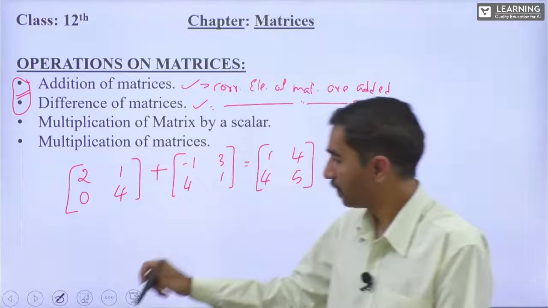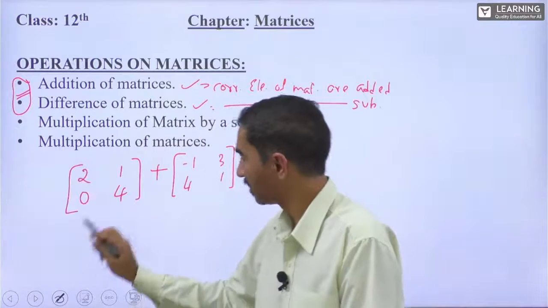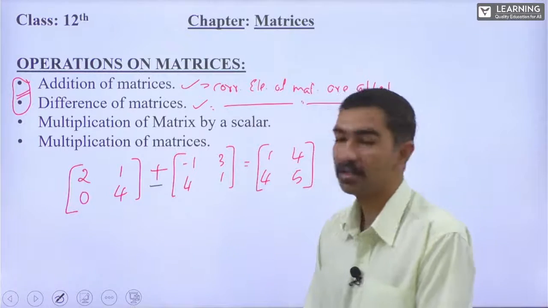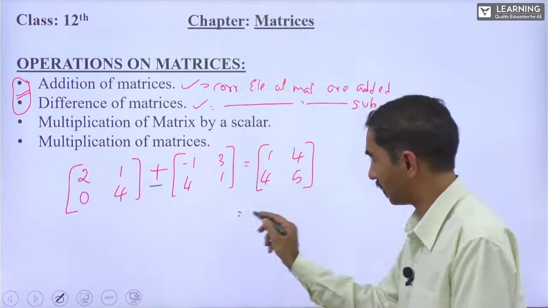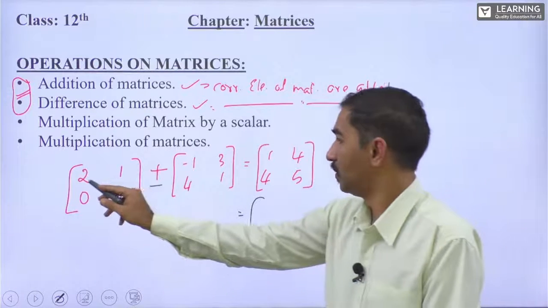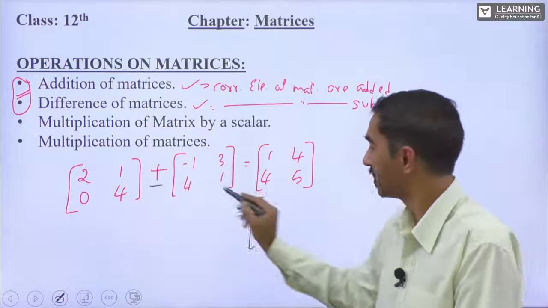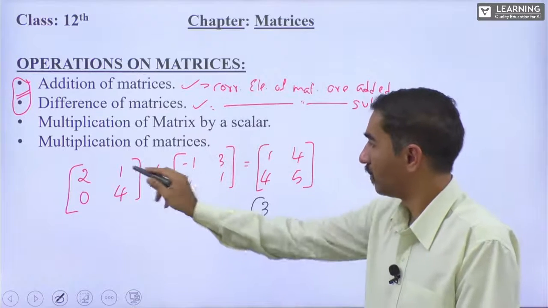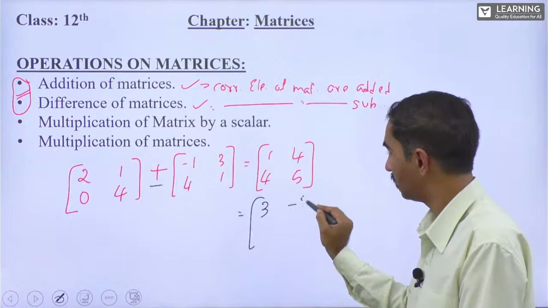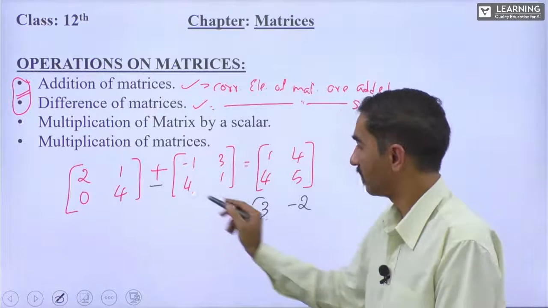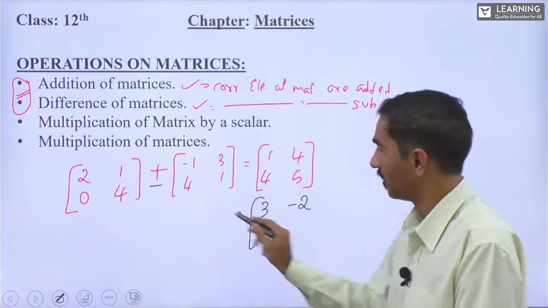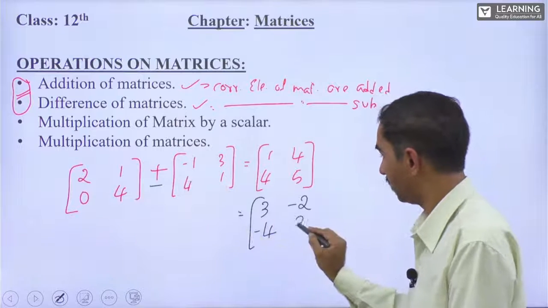Alright. If suppose it is difference of matrices, students, very simple, only the sign is changing here, minus. This is equal to 2 minus of minus 1. So it will become plus, correct? So 2 plus 1 is 3 there. 1 minus 3 is minus 2. 0 minus 4 is minus 4. 4 minus 1 is 3.